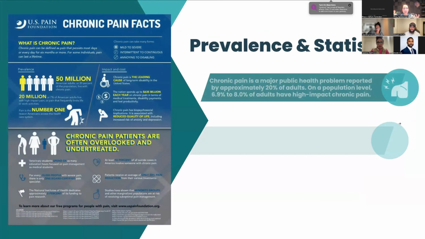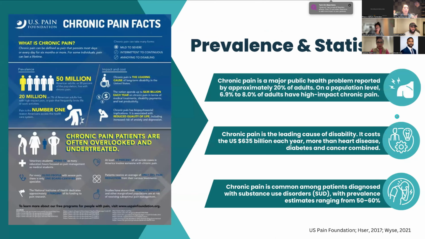But why does this occur? Like I mentioned, about 20% of people have chronic pain. What's interesting is the amount of money that goes into treating chronic pain: 635 billion dollars. It's more than heart disease, diabetes, and cancer combined. It's actually unbelievable. And like I mentioned, people with substance use disorder, about 50% of those people have some kind of chronic pain condition.